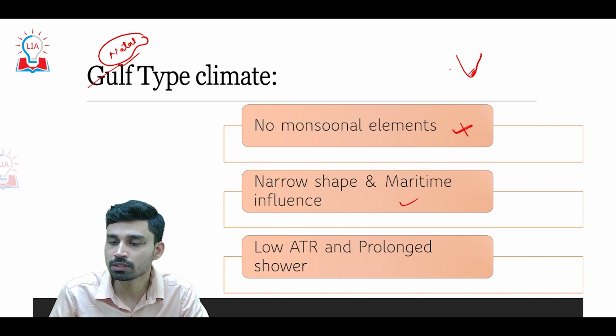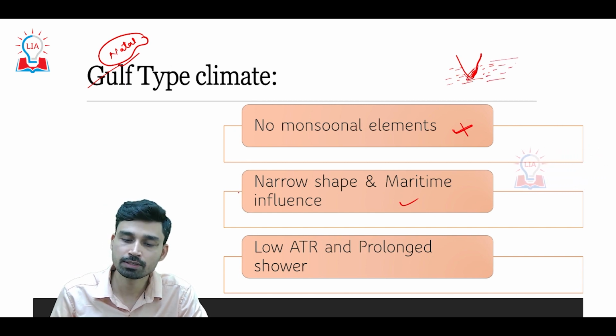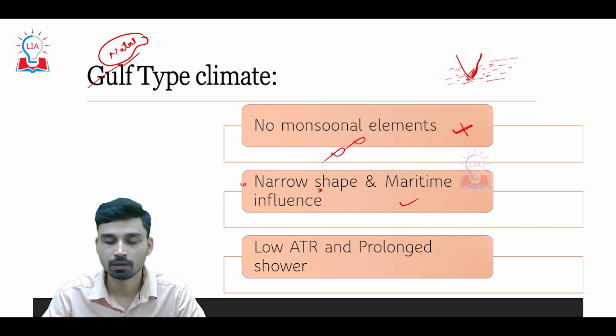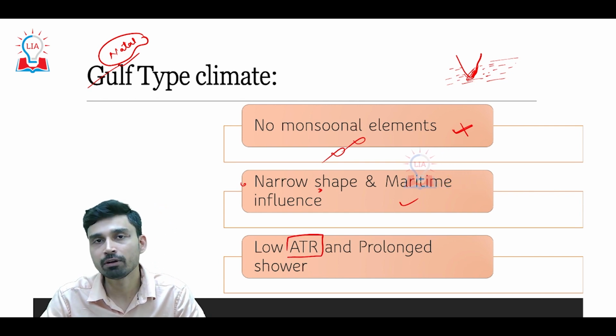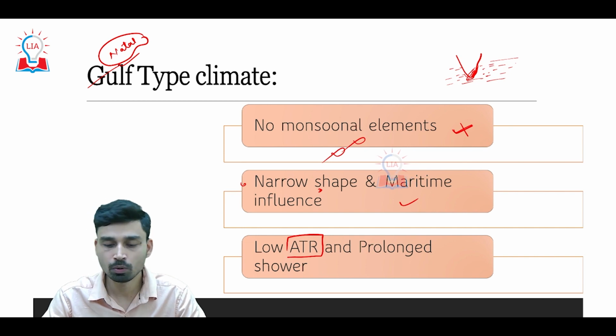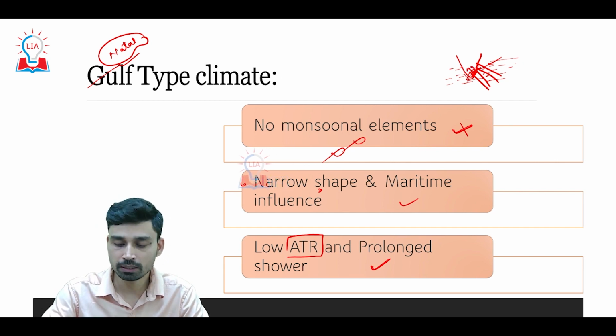Since this narrow tip part of Africa is surrounded by water from both sides, on one side we have the Atlantic Ocean, on the other side we have the Indian Ocean. Thus, due to the narrow shape and maritime influence, monsoonal elements are absent here. Due to maritime influence, the annual temperature range of this area will definitely be lower. And also due to continuous movement of the southeasterly trade wind, this area receives prolonged rainfall over a long period of time, or throughout the year, we can say.